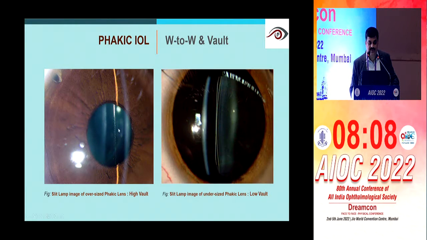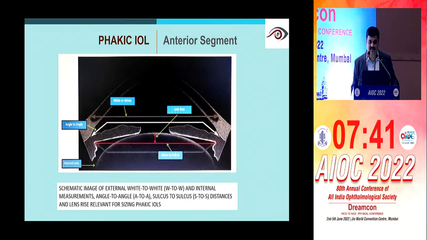These are a few of the slit lamp images to show how an oversized high vault can be seen. This is the slit lamp examination of a low vault. I am showing you how you will see vault measurement in the slit lamp and how you have to see it in the anterior segment OCT. This is very important because once a patient comes to you and you look at the slit lamp, your mind has to go to whether it is a high vault or a normal vault.